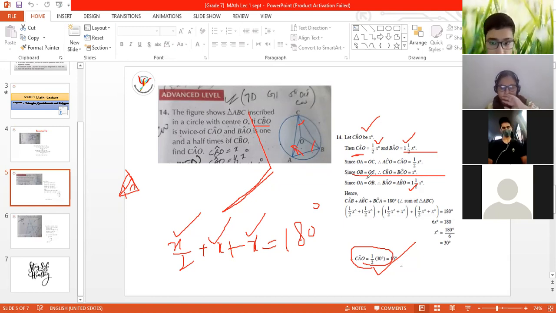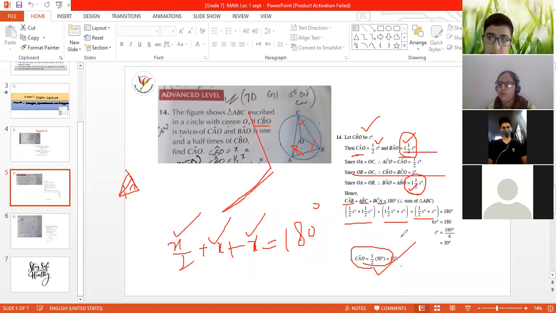And if OA is equal to OB, it means that angle A and angle B will also be the same. So angle A is, if you can see, making two angles, angle B is making two angles, and angle C is making two angles. If we sum three of the angles each together, it will be equal to 180 degrees. Sum of angles of a triangle is equal to 180 degrees.